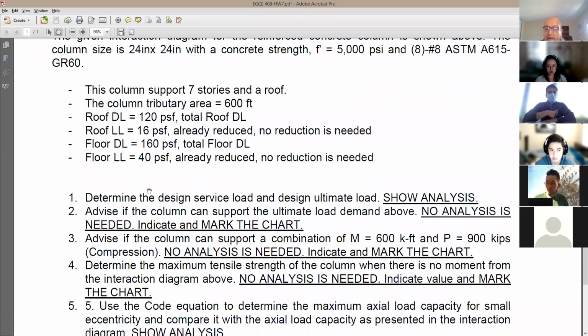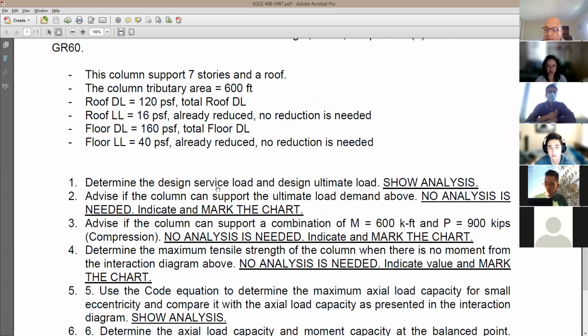Okay. It says here, determine the design service load and design ultimate load, and show analysis. So in here, you need to show me how you came up with these 2 values, right? Define the load on the column. It's going to be ultimate and service, which means I need total dead load and total live load, separate from the ultimate: 1.4 times dead load versus 1.2 dead load plus 1.6 live load.